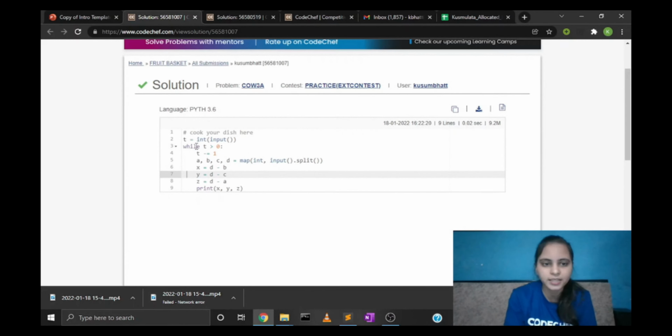So now let's see the Python implementation of the code. Again, we are taking the number of test cases as input, and then for each test case, we are taking the input of the ABCD values, and then we are applying the set of equations for solving the value of XYZ, and then we are printing the values XYZ.